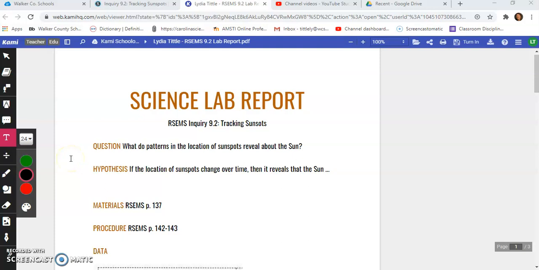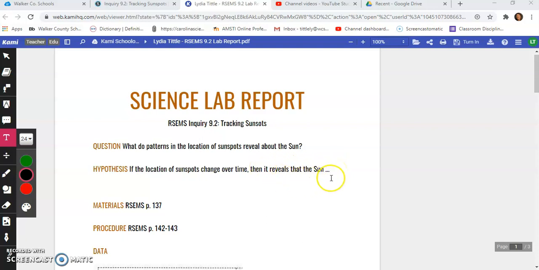In Inquiry 9.2, we're going to be tracking sunspots. So our question is, what do patterns in the location of sunspots reveal about the sun? For our hypothesis, if the location of sunspots change over time, then it reveals that the sun blank. So you need to think about what it reveals about what the sun does.